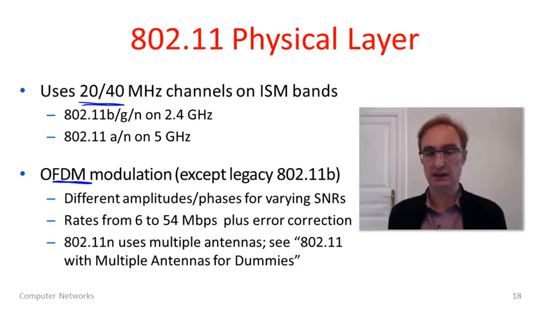802.11b is mostly the legacy form of 802.11. Now, it's slower, it has some different physical layer details. We're not going to worry about it.